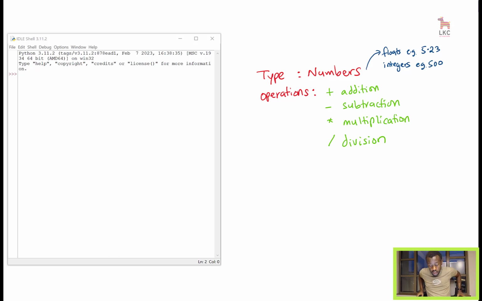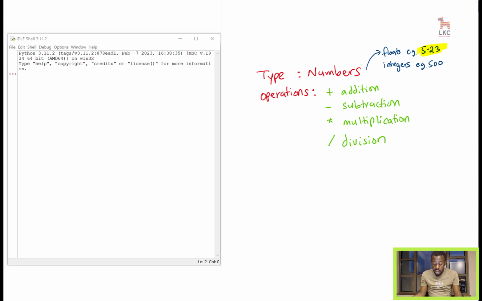Hey kids, so we are continuing with numbers, and remember that we said numbers have two types. We have floats. Those are numbers that have decimal points on them, like 5.23. Okay, those are floats. And then the one that we are used to every time, integers. Your age can be 23, 6, 1. Okay, those are integers.